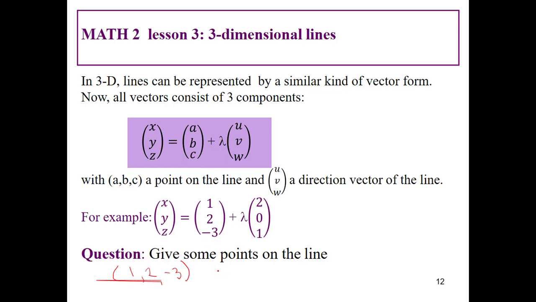Choose lambda being 1, then a point would be 3, 1 plus 2, 2 plus 0, minus 3 plus 1, so 3, 2, minus 2. Or let's choose lambda being minus 2. Then we have 1 minus 4, we have 2, and we have minus 3 minus 2 being minus 5. So just by choosing different values of lambda, we can find infinitely many points on this line. And by connecting the points, we have a line in a 3-dimensional space.